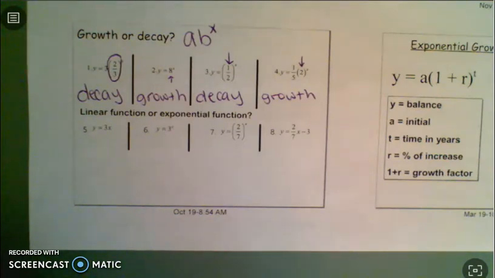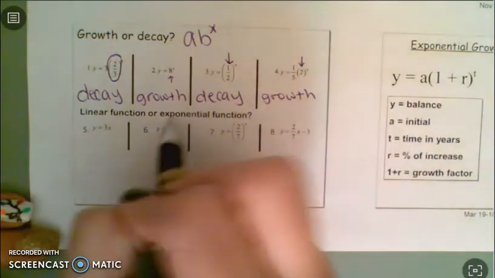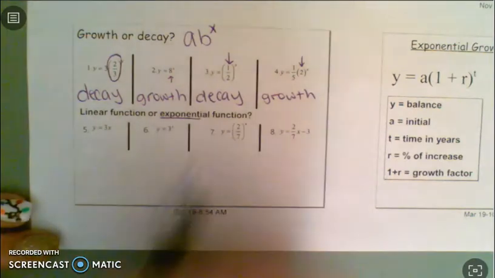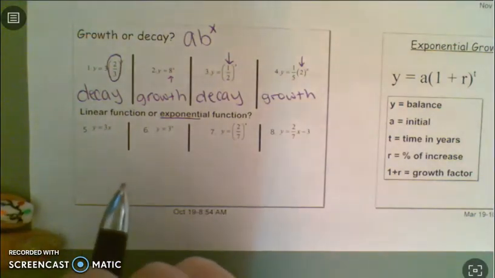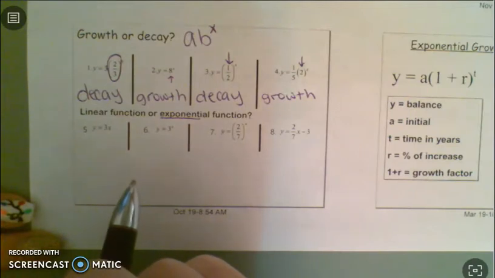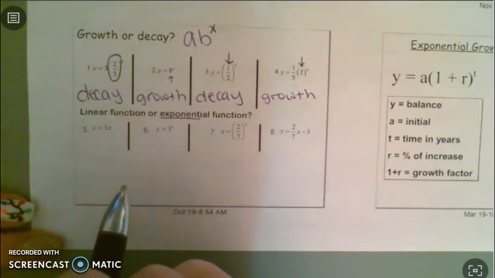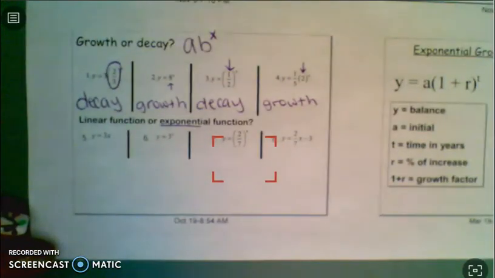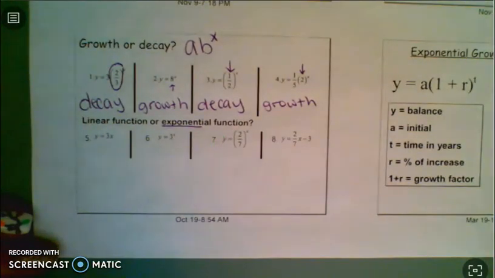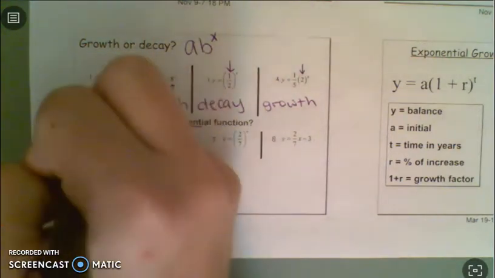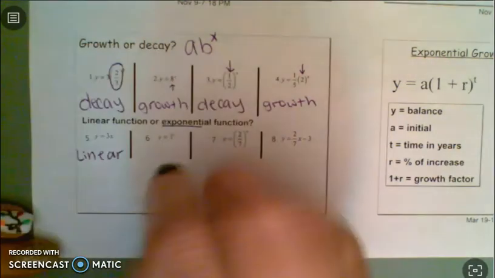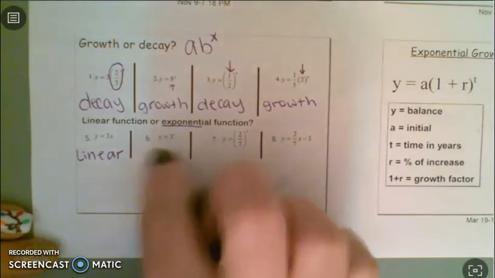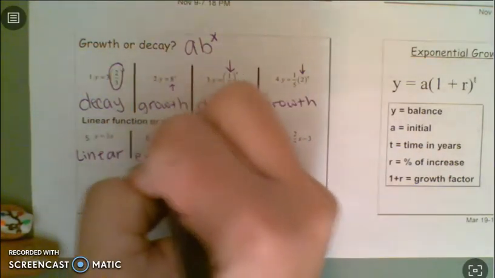Next, let's look at linear function or exponential function. Remember, exponential functions have the x in the exponent. If it doesn't have the x in the exponent, then it's not exponential. If it has the x just right next to it, like number 5, not in the exponent, then it is linear. So number 5 is linear because it's not in the exponent. Number 6 has the x in the exponent, so it's exponential.